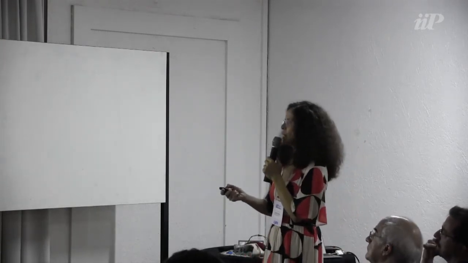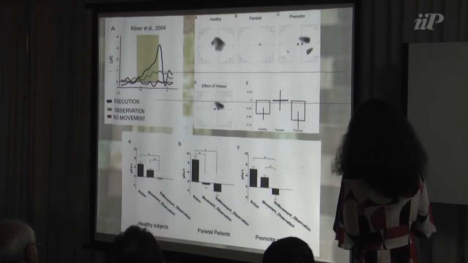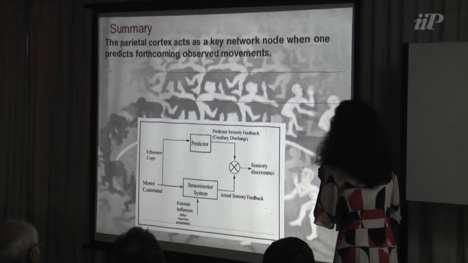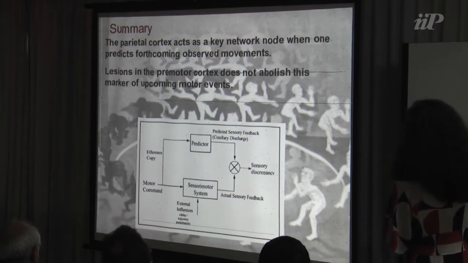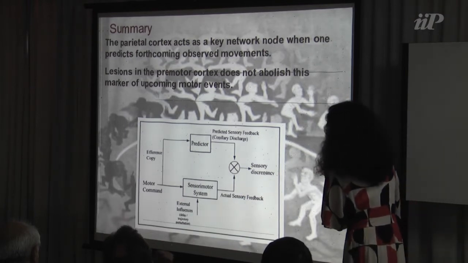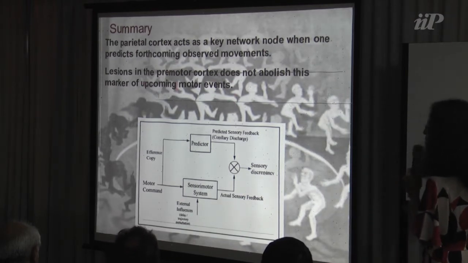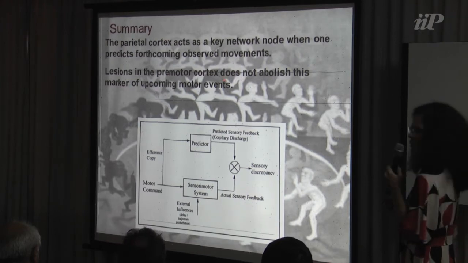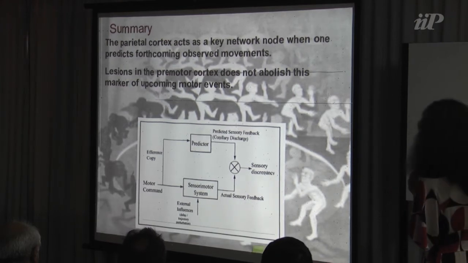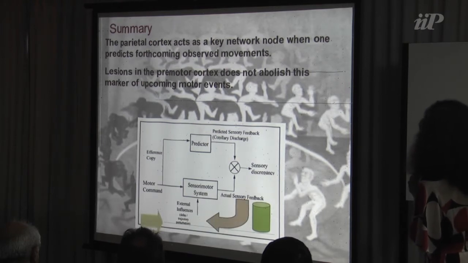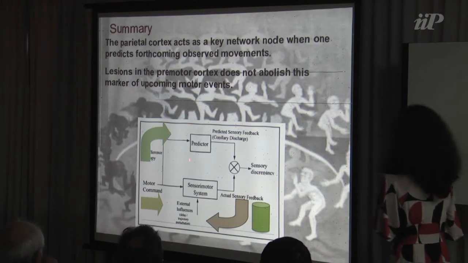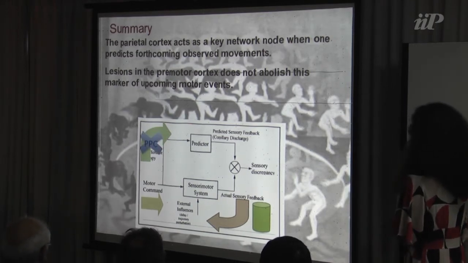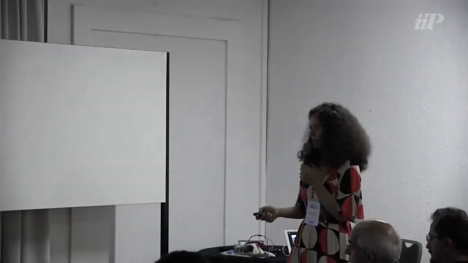So this is just a map of this effect. So the parietal cortex would act as a key network node when one predicts forthcoming observed movements. And what was interesting was the dissociation between the role of the parietal and the premotor cortex in this case. So again, in our schema, in the case of the green condition for the healthy subject, we had proposed that there will be an efferent copy that will be affected by the lesion of the parietal cortex.